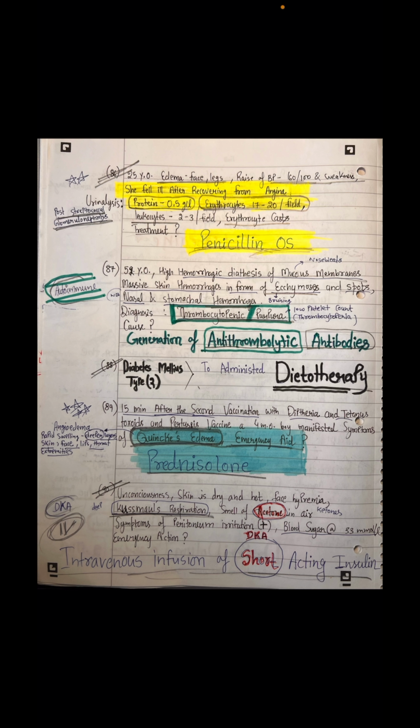Next question, the next patient says what? Edema of the face and legs and a rise of BP. She fell ill after recovering from angina. Proteinuria is there. Erythrocytes and leukocytes are there in the urinalysis. Sir, this is a case of glomerulonephritis. Which kind of glomerulonephritis? Post streptococcal glomerulonephritis, as she fell ill after recovering from angina.